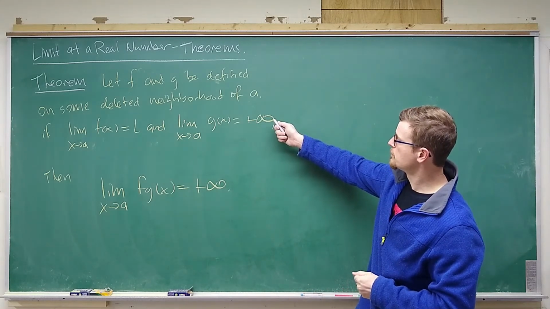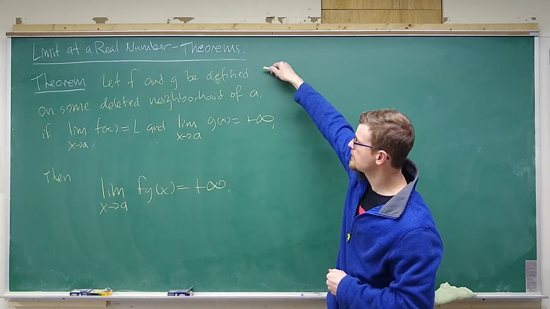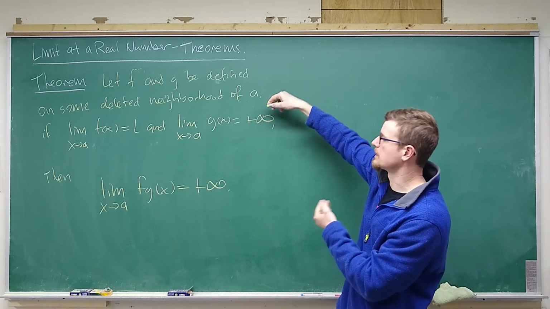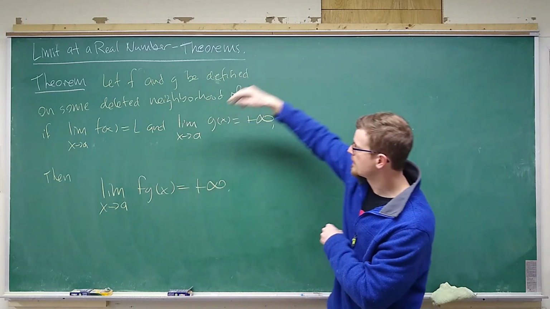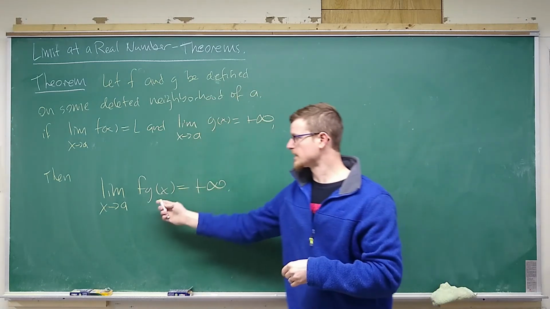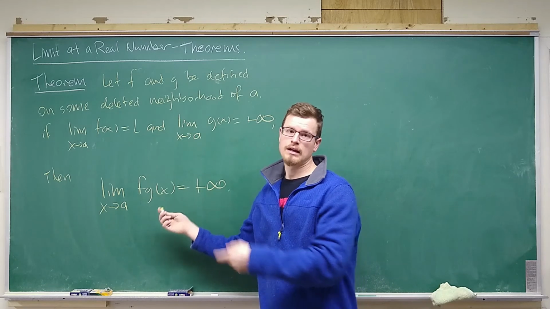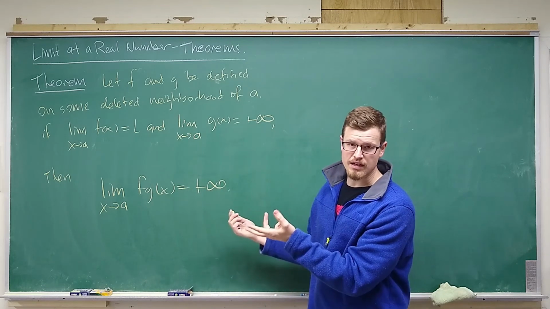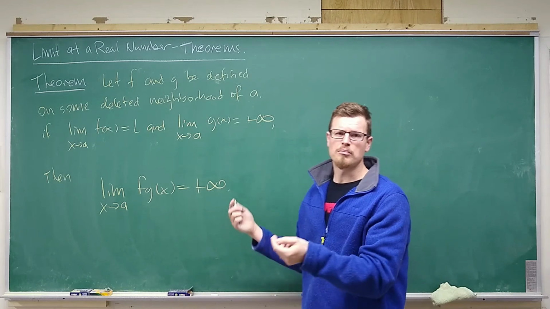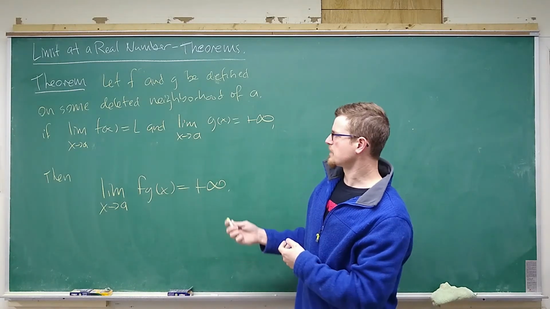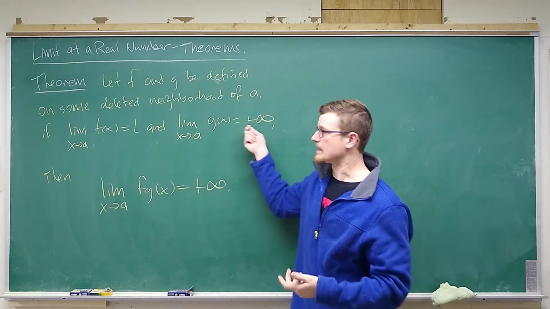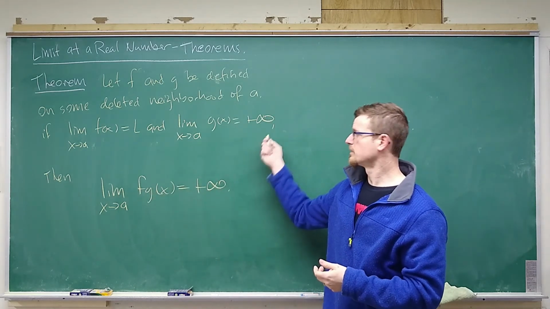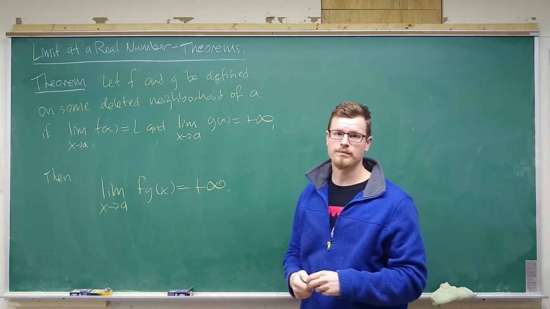So if we want to consider f and g defined on some deleted neighborhood, so defined on a neighborhood allowing us to take the limits, if the limit of f is finite and the limit of g is infinite, then the limit of the product, we can't really say it's the product of the limits because L times infinity doesn't make sense. But it does make sense for us to say that it must get really big since g gets really big. And of course that's true. The limit of the product is infinity.